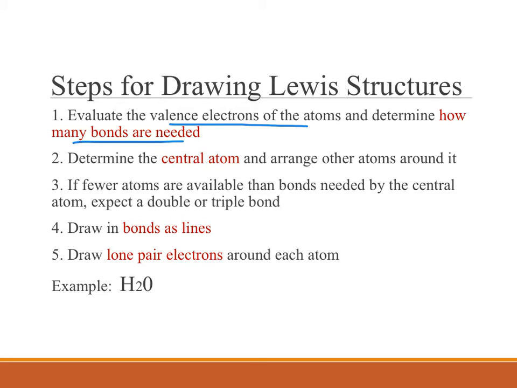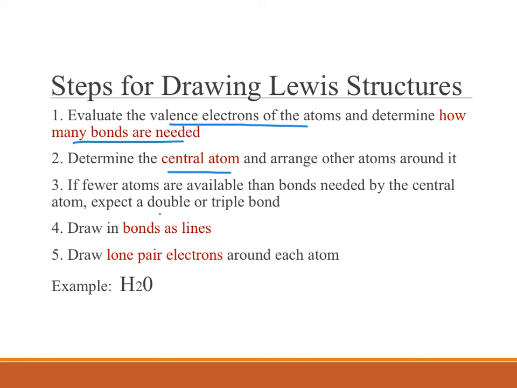You want to look at the atoms involved in your compound and determine what's going to be your central atom. Everything's going to be around a particular atom or built out from one atom. Generally, the one that can make lots of bonds or needs to make lots of bonds is a good choice for your central atom.